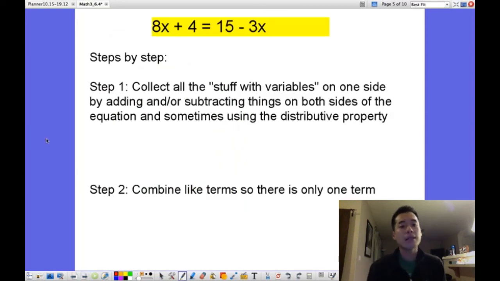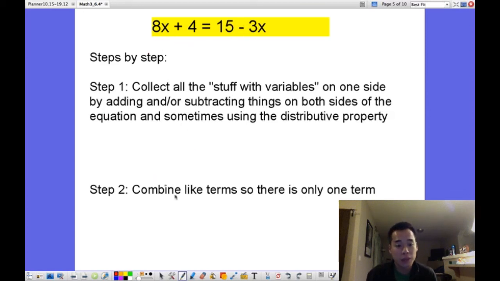So I have 8x plus 4 is equal to 15 minus 3x. So the first thing you want to do is collect all the stuff with the variables on one side of the equation to the other side. And remember that in order to get to the other side of the equal sign, it doesn't matter if it's left or right of the equal sign, you have to do the opposite of whatever the sign is. So in this case, I wrote collect all the stuff with the variables on one side by adding or subtracting things on both sides.